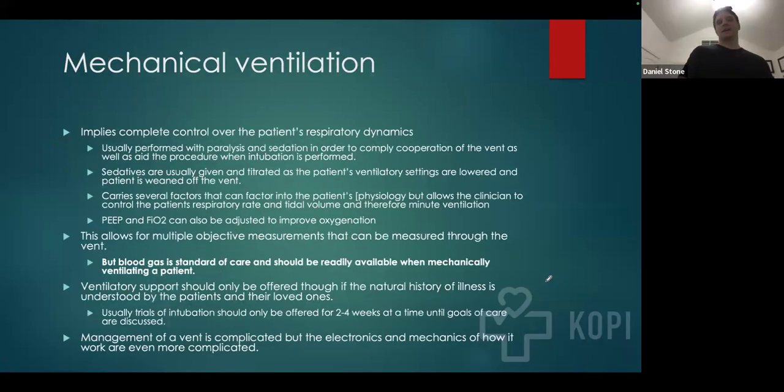If this fails, usually the end-all for the respiratory failure algorithm is to intubate and to mechanically ventilate. When you're talking about mechanical ventilation, you're talking about basically complete control over the patient's respiratory dynamics.